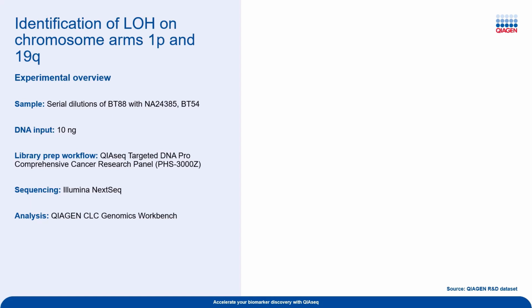We also used the QIAGEN Targeted DNA Pro Comprehensive Cancer Research Panel. This provides relative enrichment of chromosome arms of 1p and 19q, as well as the full coding region coverage for all of the genes that are targeted by the panel. The libraries were sequenced on Illumina NextSeq platform, and the analysis was performed using QIAGEN CLC Genomics Workbench.